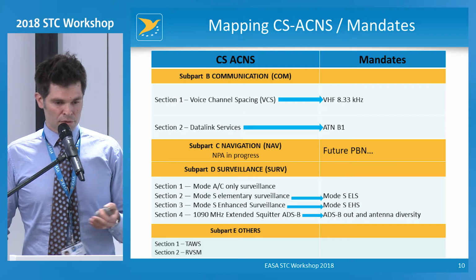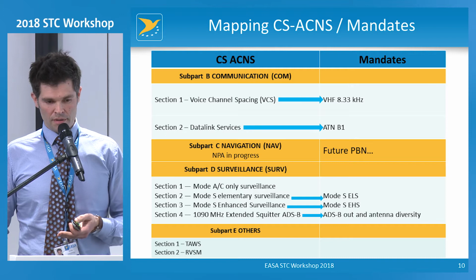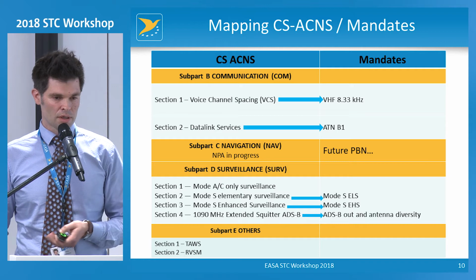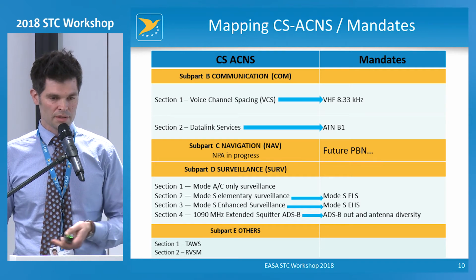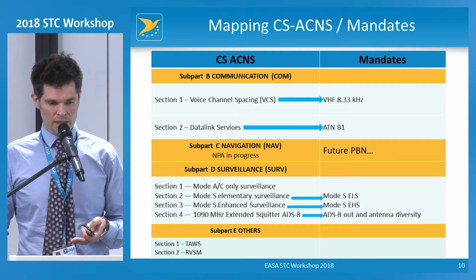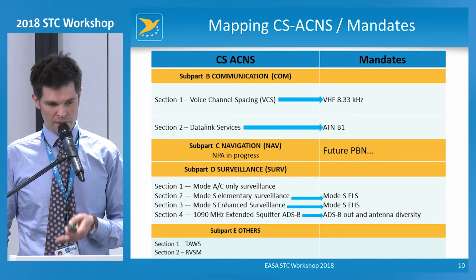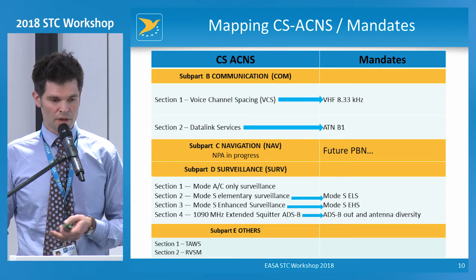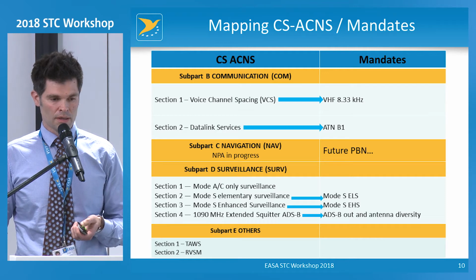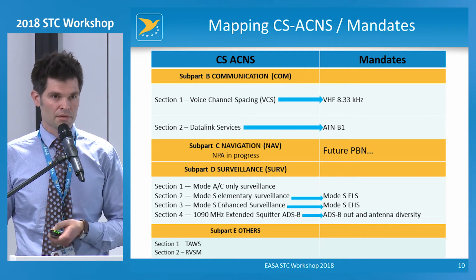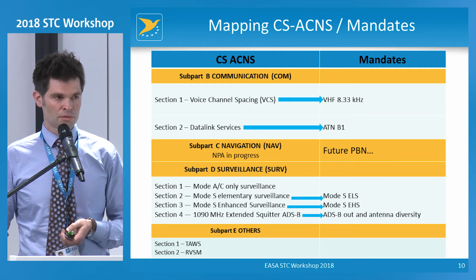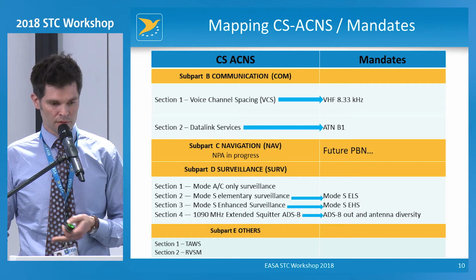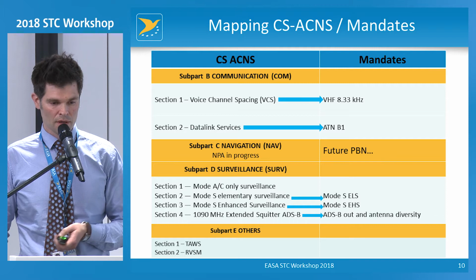So here you have your mandates, and then you have to install the equipment related to those mandates, and the CS ACNS will provide you requirements regarding those mandates. So we try here to link the different mandates with the different sections of the CS ACNS. Section 1 on communication will provide you requirements for installing the VHF 8.33 kHz. Section 2 of the CS ACNS will provide you requirements for ATN baseline 1.